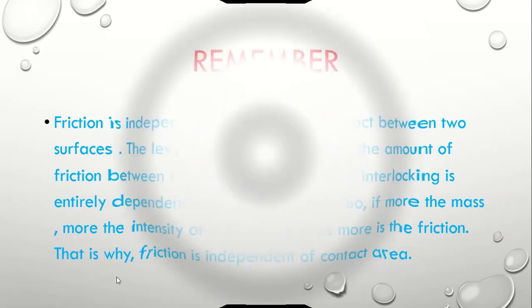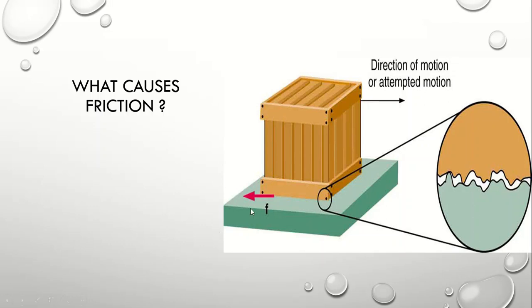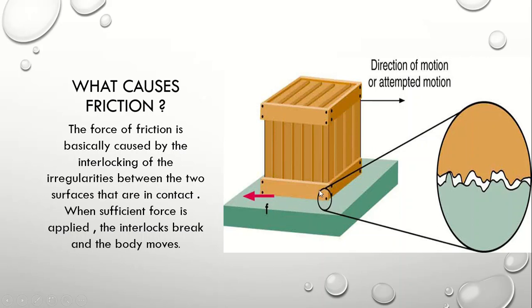Okay, so let us come to the next topic. What causes friction? You can see a figure here, and this figure is basically giving you a macroscopic view of a small point on a particular surface. So how is the force of friction caused? The force of friction is basically caused by the interlocking of the irregularities between the 2 surfaces in contact. When sufficient force is applied, the interlocks break and the body moves.